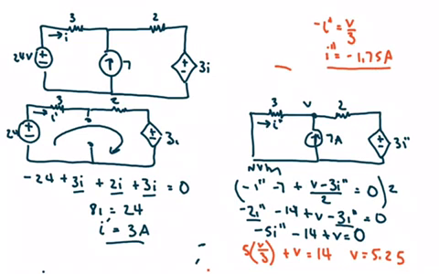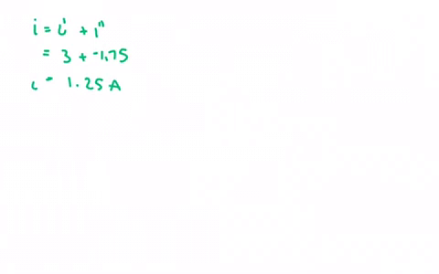Okay, now again we're using superposition, so we need to add I prime plus I double prime. It's going to be 3 plus negative 1.75, which will equal 1.25 amps. Now again, this is adding our contributions from our voltage source and our current source and then adding them together to find the total.